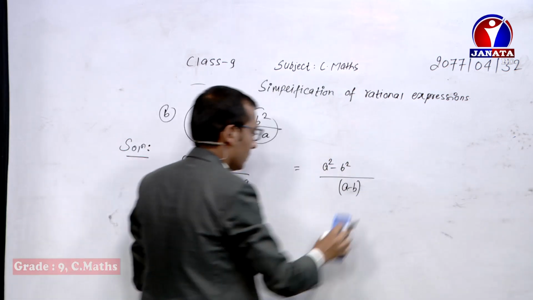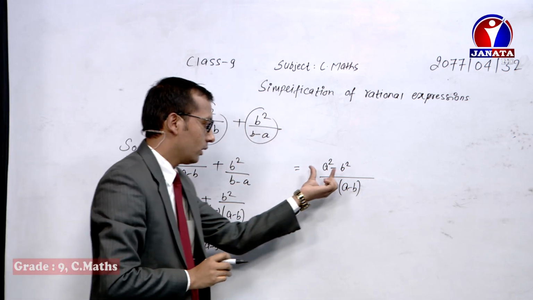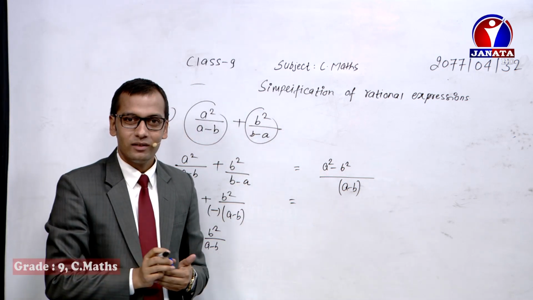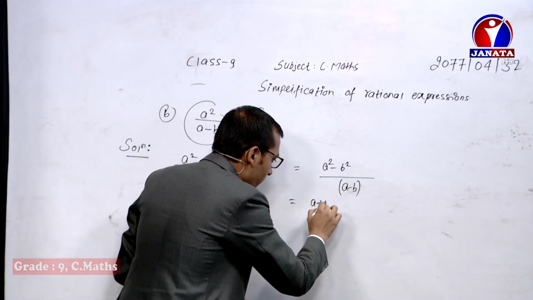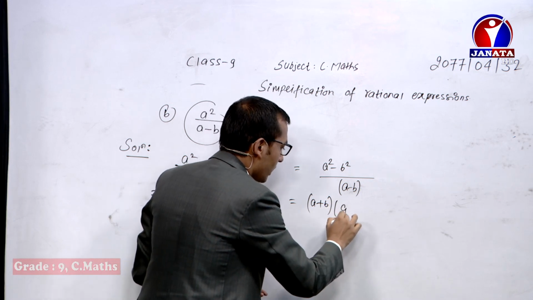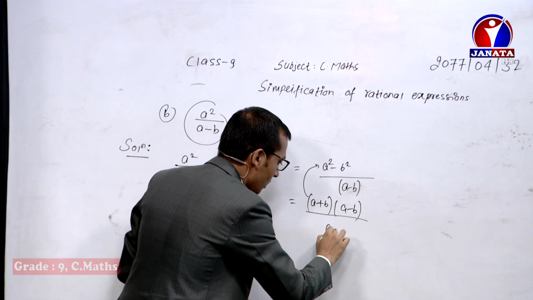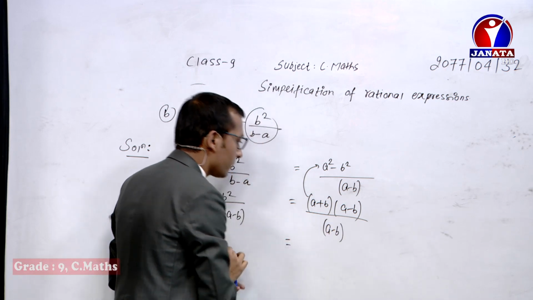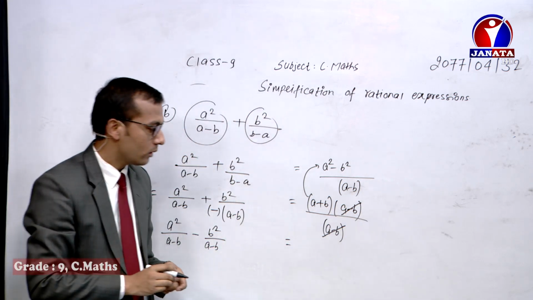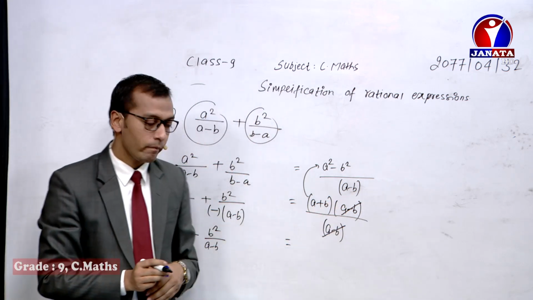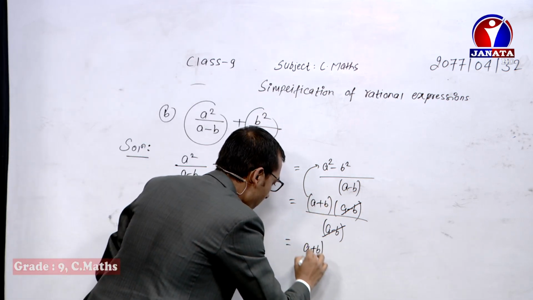We can say in the numerator there is a square minus b square. We can factorize this to a plus b and a minus b. These are the two factors of a square minus b square over a minus b. Now we can cancel the common factor from numerator and denominator, which is a minus b, and we obtain the result a plus b.